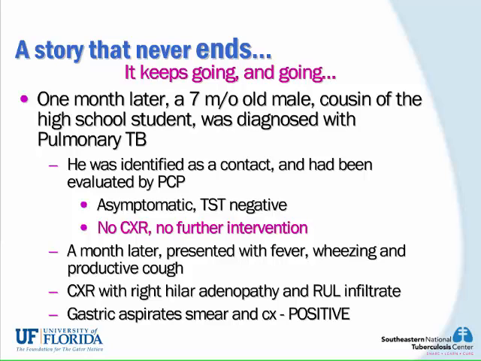No chest X-ray was done, and basically they said he was negative, and that's it. A month later, he presented with fever, wheezing, and a productive cough. And his chest X-ray showed a right hilar adenopathy and right upper lobe infiltrate. We did gastric aspirates on him, and they were positive by smear and by culture.